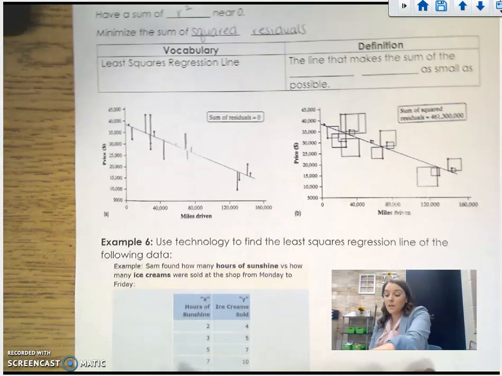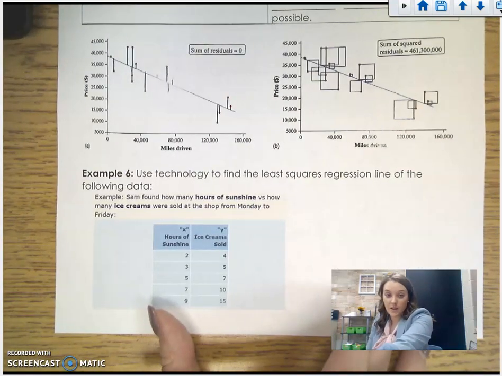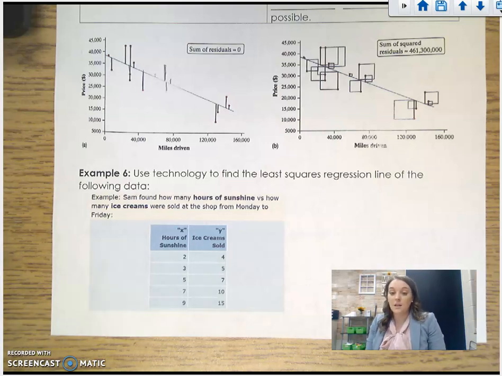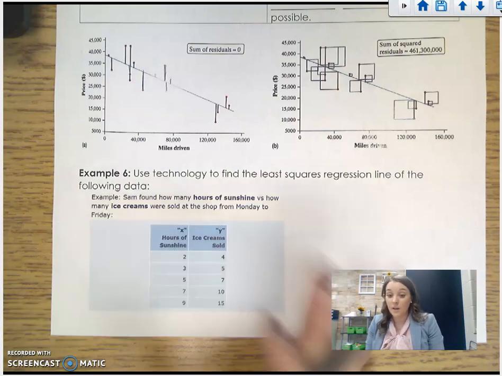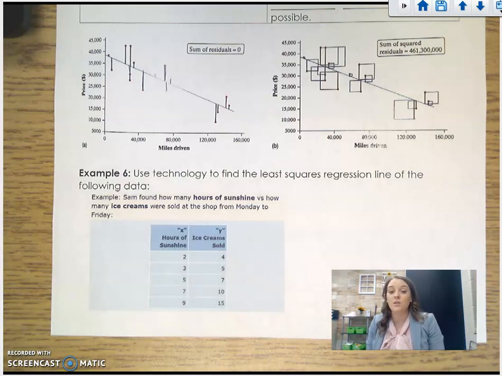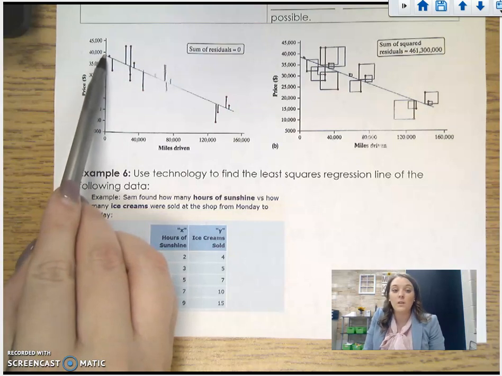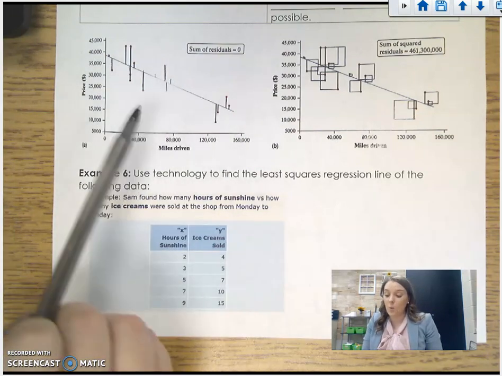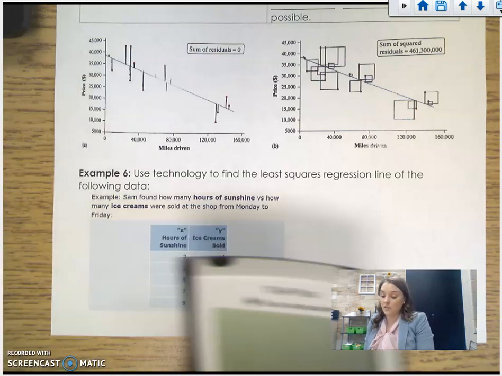So down here, we've already done this, but it says use technology to find the least squares regression line of the following data. And the least squares regression line is the same as your regression line, and luckily your calculator does it for you. You don't have to calculate any of this by hand, but you do have to interpret it. So you would have to tell me what this y-intercept means, what the slope means, and why it is a good line of best fit.